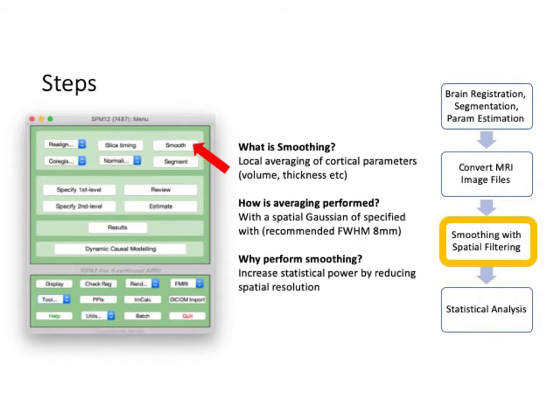The reason we perform smoothing is to increase the statistical power of the test. Smoothing is equivalent to reducing the spatial degrees of freedom.